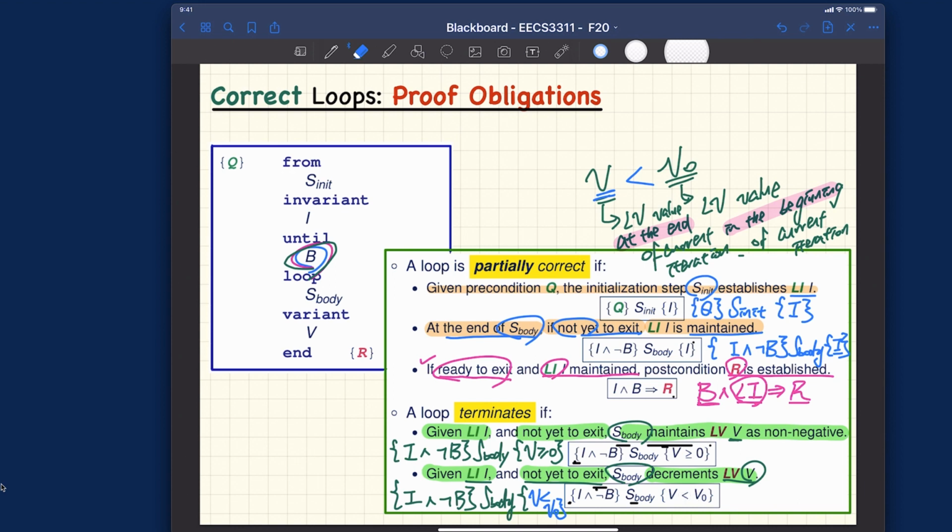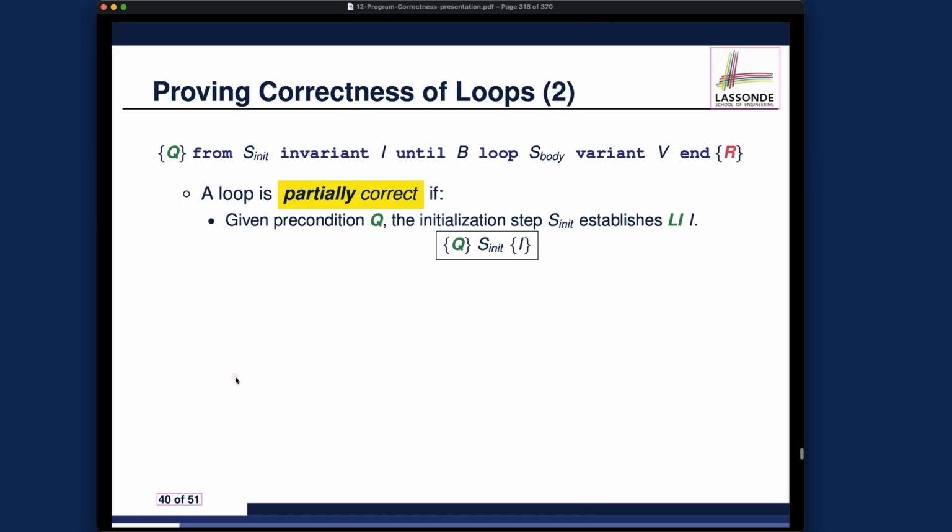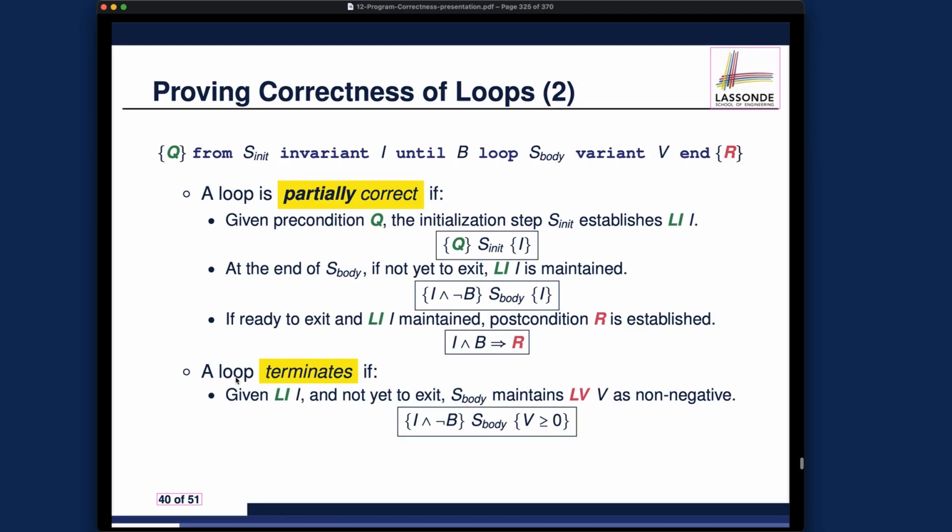So these are the correctness conditions you have to know about the loop correctness. I'm just going over them quickly to give you the intuition. Okay, let's go back to the slides. So these are exactly what I just illustrated to you, all right?